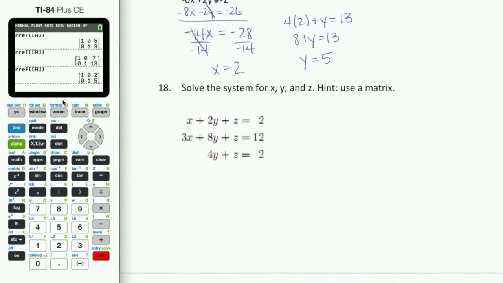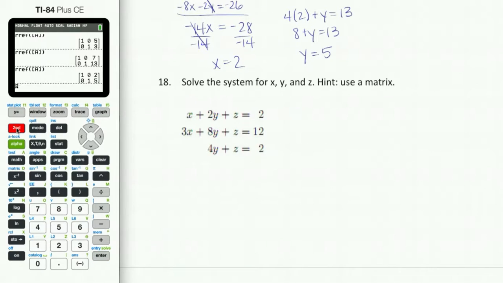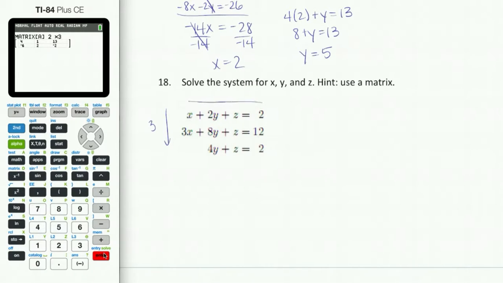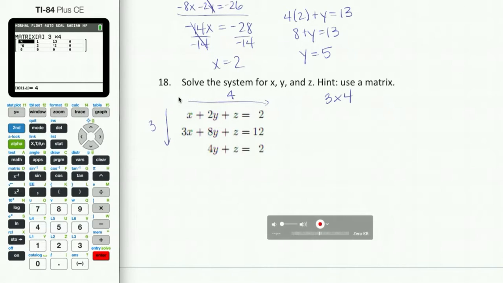All right, number 18, we're going to use a matrix again. So we're going to go back into that matrix menu. This time, the size of our matrix is going to change. We have 3 rows down and 4 across. So it's going to be a 3 by 4 matrix. So there it goes. It adds in that row for you.